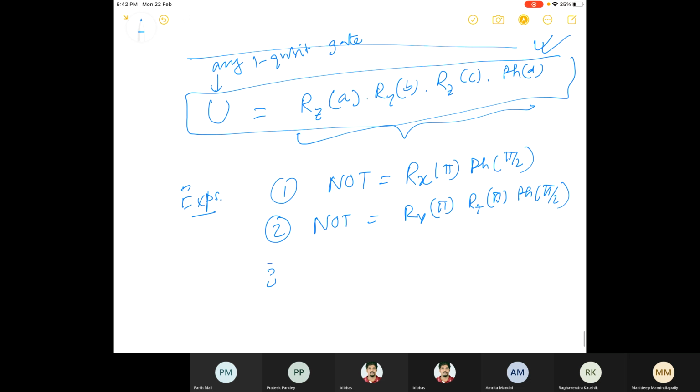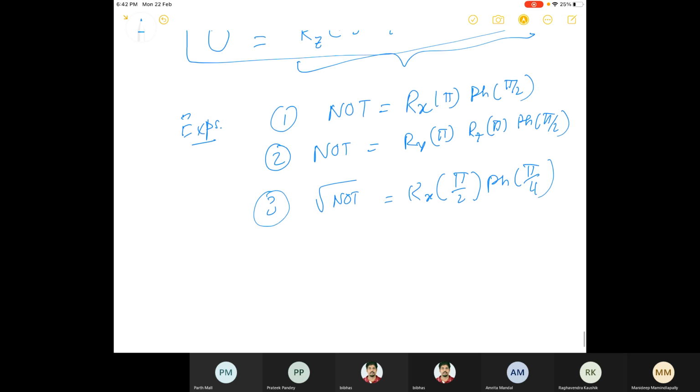Okay, the square root of NOT gate. Let me write only one representation because otherwise it will take a lot of time. Pi by 2, pi by 4. There are multiple ways to do that, so let me give you just one. And the Hadamard gate also can be implemented like that.